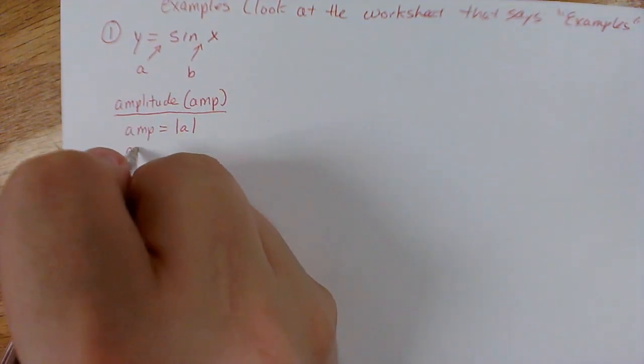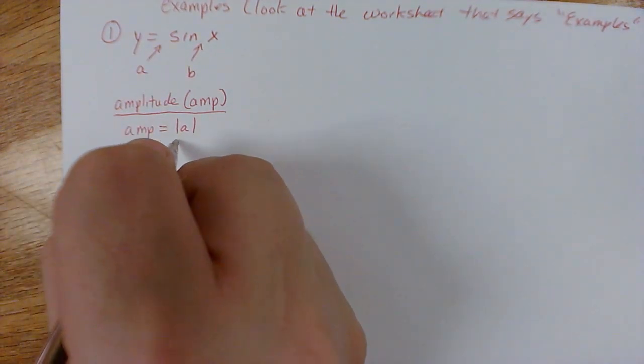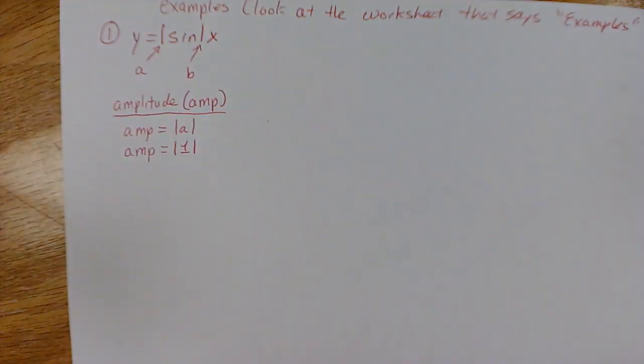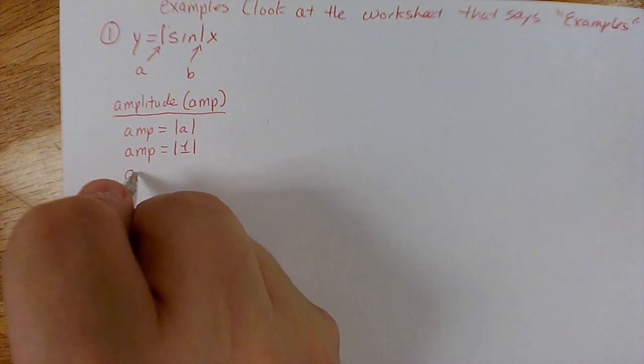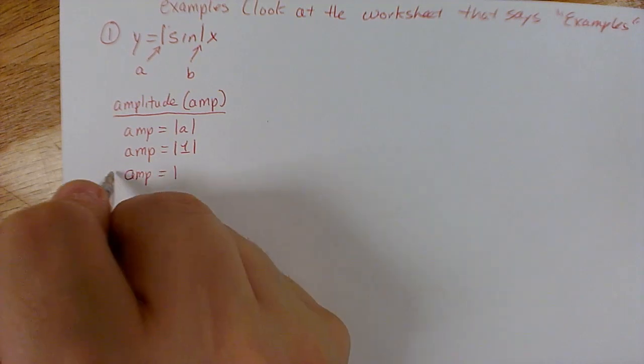So the amplitude is going to equal the absolute value of 1, because if there's no number for A or B, you assume there's a 1. And the absolute value of 1 is 1.